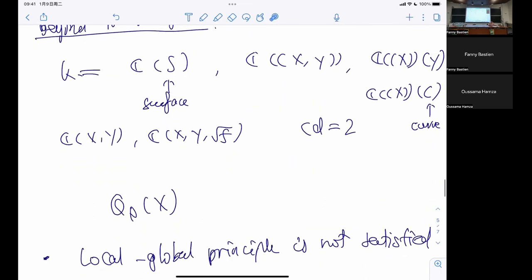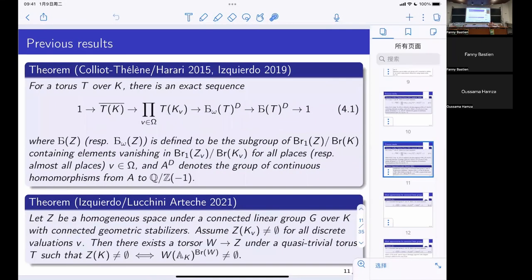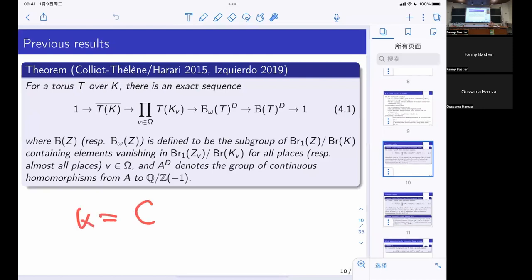For fields like this, I already have some positive results, but it's not explicit. It's less related to the theme of this workshop, but I just want to show you a little bit how we usually work with these kinds of problems of Brauer-Manin obstruction. I'm very sorry that I'll overwhelm you with some slides, but it's just to show a flavor of how this kind of problem usually works without any explicit methods. So here K is the field that I mentioned, of this shape, or of this shape.